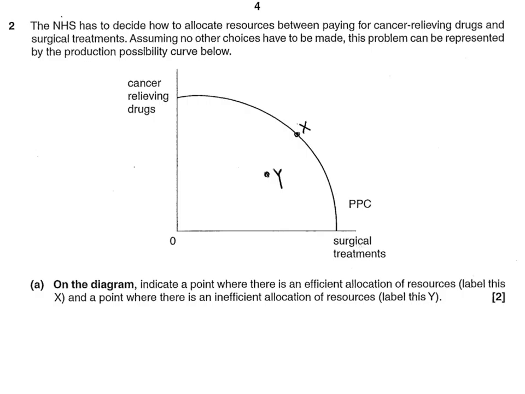The next question, the NHS has to decide how to allocate resources between paying for cancer relieving drugs and surgical treatments. Assuming no other choices have to be made, this problem can be presented by the production possibility curve. Question says, on the diagram indicate a point that is efficient allocation of resources and a point where there is an inefficient allocation of resources. Another way of saying that is allocative efficiency.